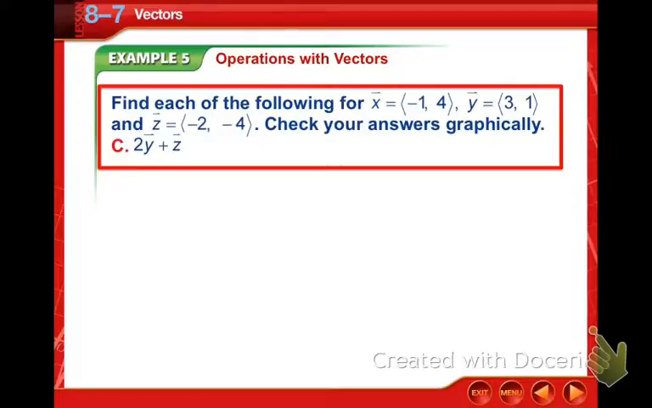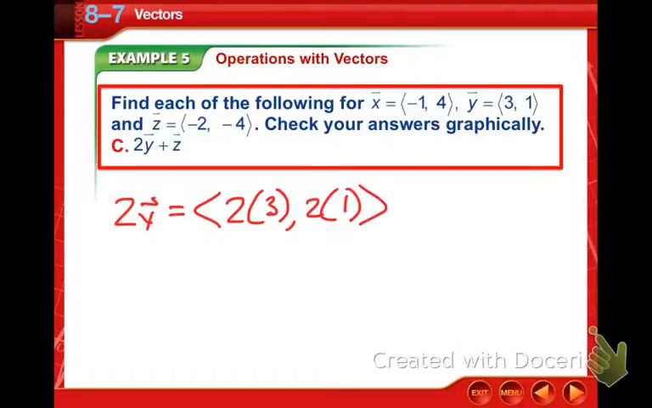So 2 times y, so we're going to do that first. So 2y is going to be 2 times 3, and then 2 times 1. And multiply both inside parts of the vector. So that means that 2y is equal to 6, 2.